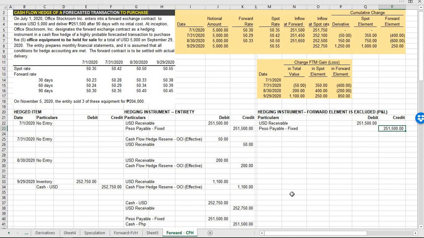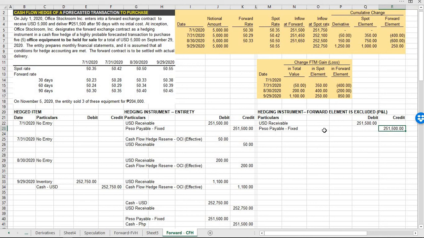So, punta tayo ngayon sa next date, July 31, 2020. So, ang gagawin natin dito is we are going to recognize the gain or loss for the month of July. At saan natin kukunin yun? Dito natin kukunin. Pero this time, we need to separate the gain or loss related sa spot element and forward element. And yung i-recognize natin sa cash flow hedge reserve is yung, syempre, yung related sa hedging instrument.